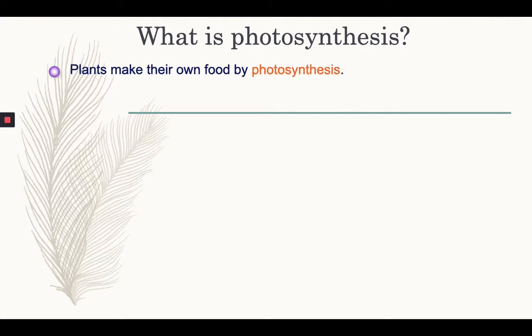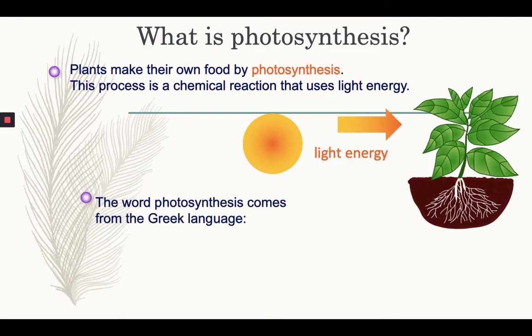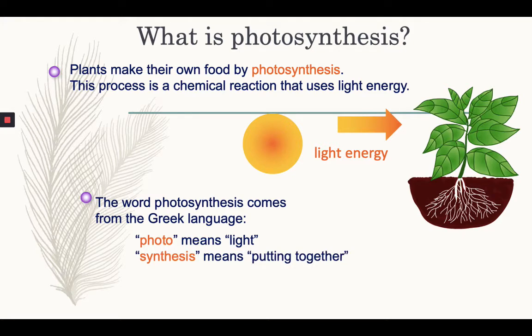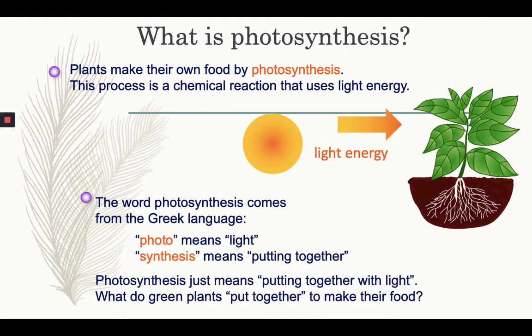What is photosynthesis? It's the process of a chemical reaction that uses light energy. Plants use the light energy from the sun, the carbon dioxide from the air, and water from the soil, and they make it into glucose, which means it's food for the plants. Photo means light, synthesis means putting together. So photosynthesis just means putting together with light.